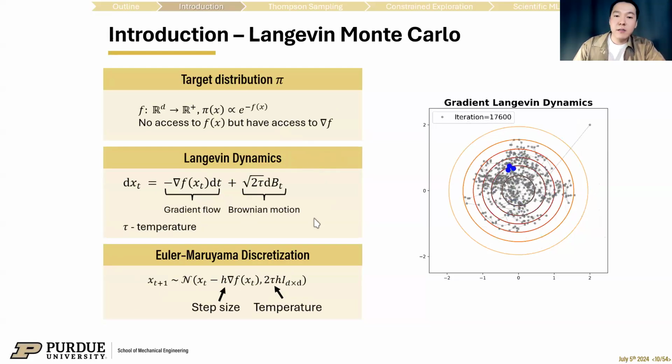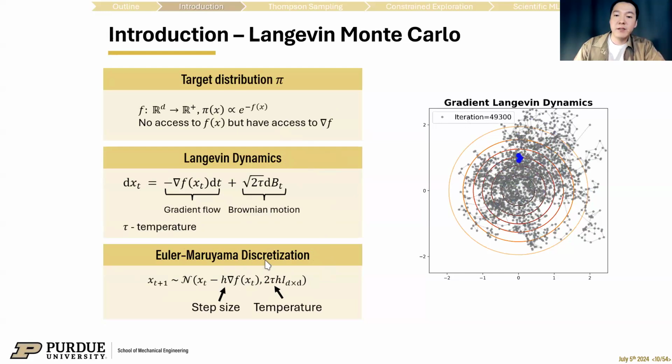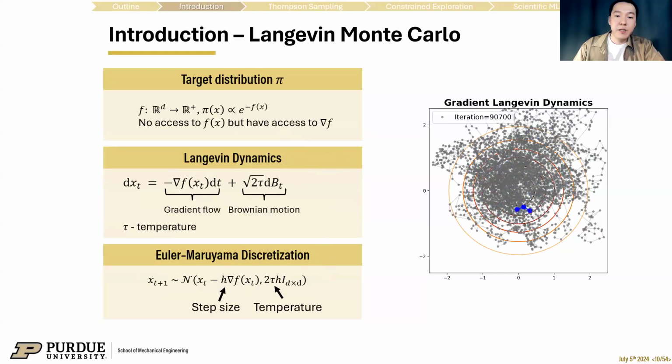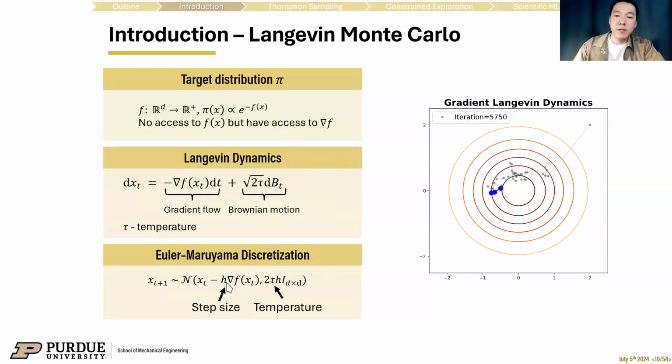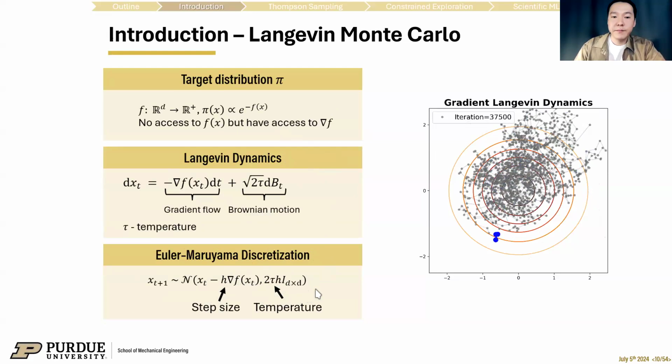And in SDE, this defines a continuous time. So when you implement this algorithm, you need a discretization scheme to let it work in the computer. The commonly used strategy is called the Euler-Maruyama discretization. That means we first do gradient descent to get the mean and sample from a normal distribution where the variance is from the Brownian motion term.